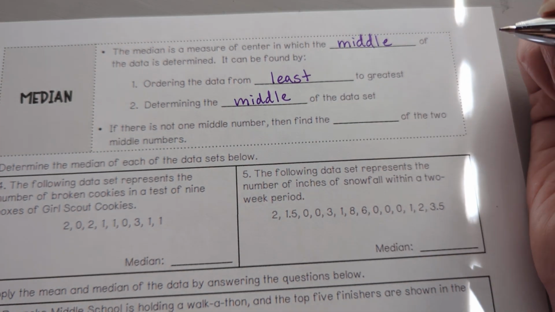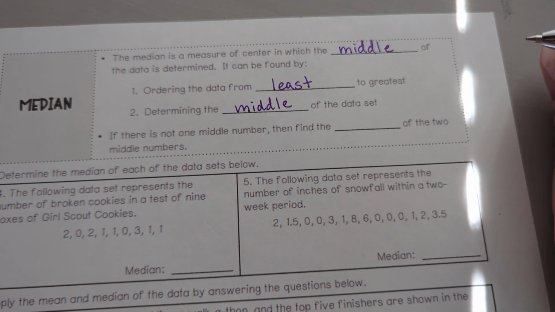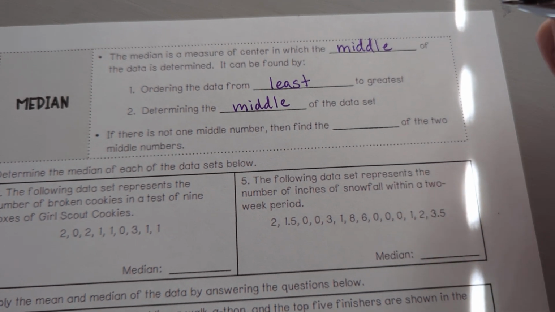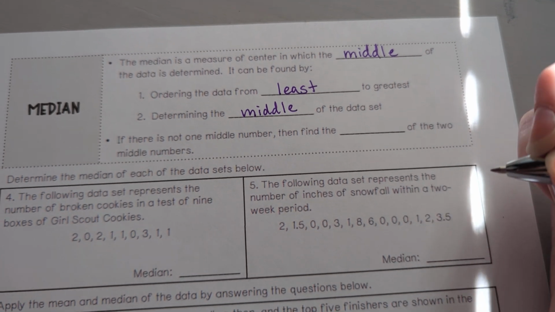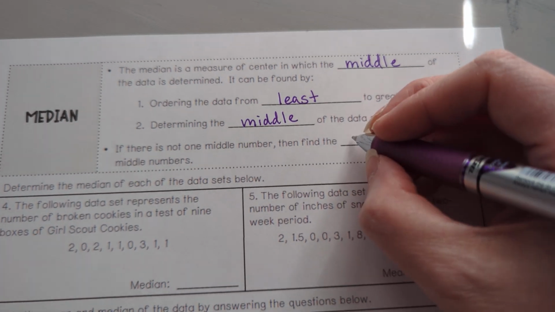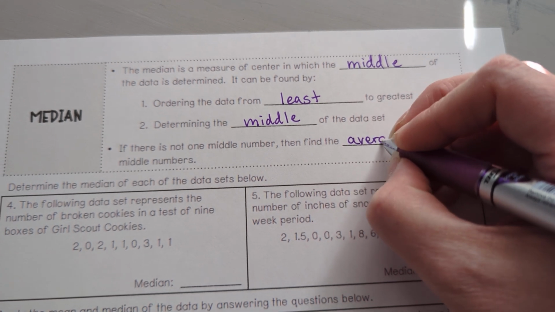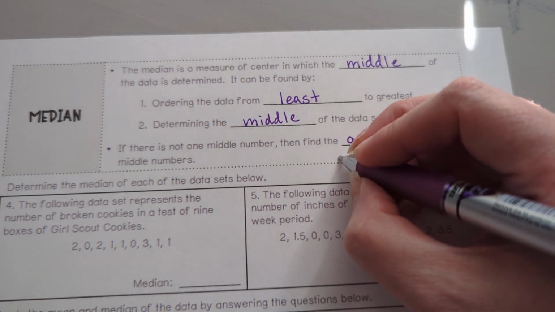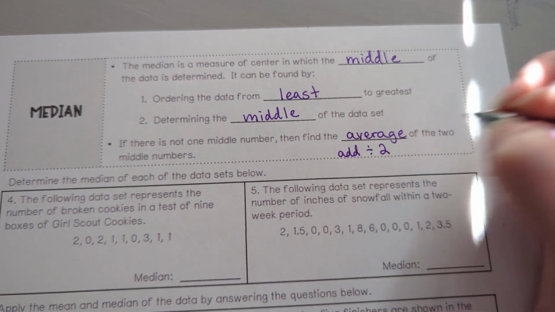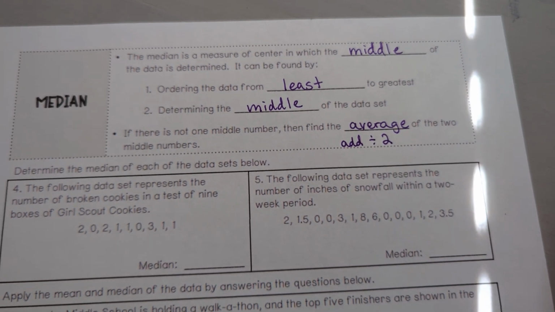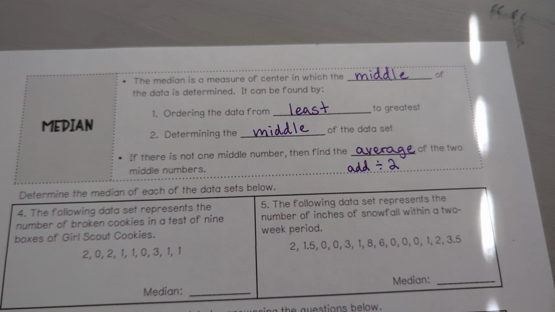Now, sometimes there's not just one number in the middle, meaning you have like a tie, okay? Because if you have an even number of data points, you may have a tie. So what you're going to do is you're going to find the average of the 2. So what that means is you're going to add them together, and then you're going to divide it by 2, because there would be 2 pieces of data. So you're finding the mean of those 2 pieces.